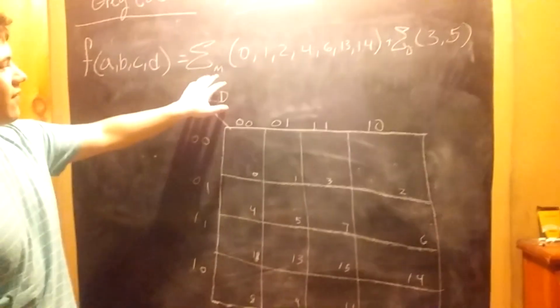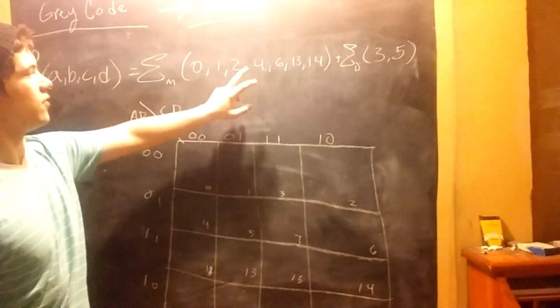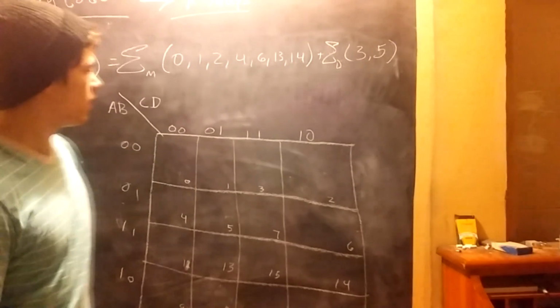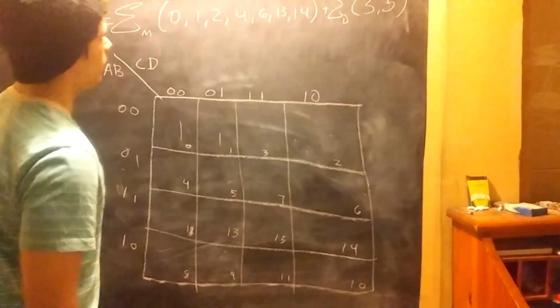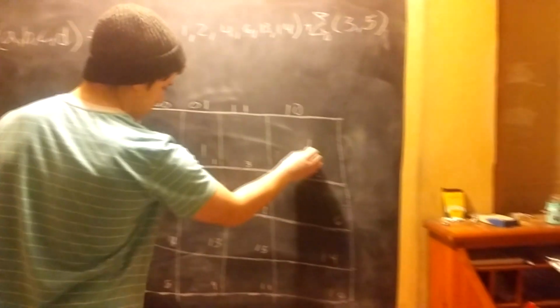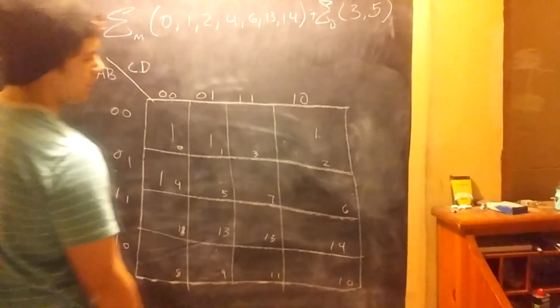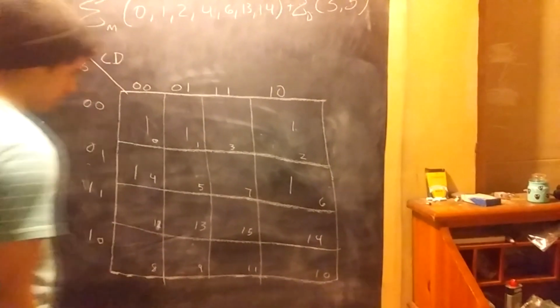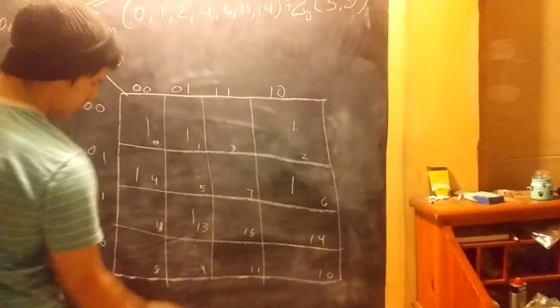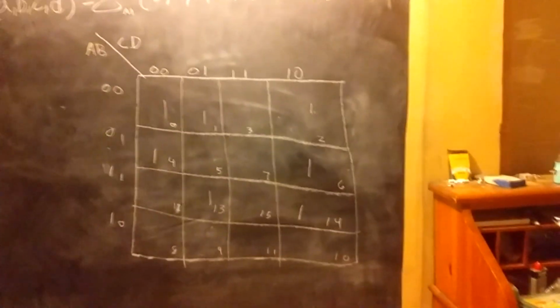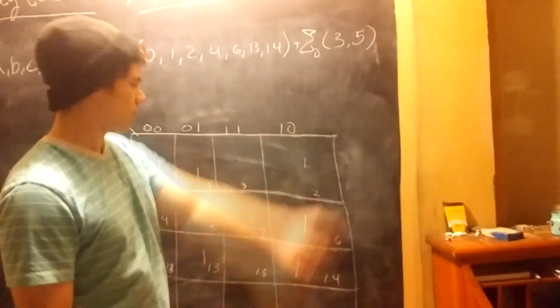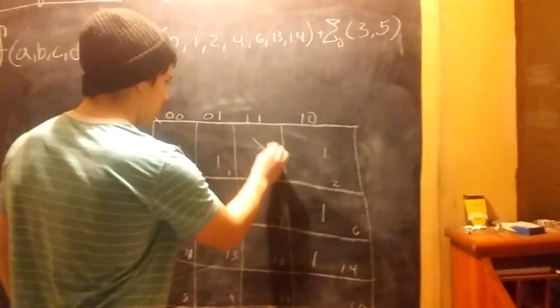So now you can see that I have min terms of 0, 1, 2, 4, 6, 13, 14. So we're going to go ahead and fill in ones where we see values. So 0, 1, we have a 2, 4, we have a 6, and then we have 13 and 14, just like that. Then we have in our don't cares, which are 3 and 5.